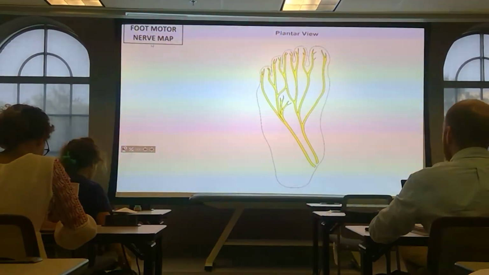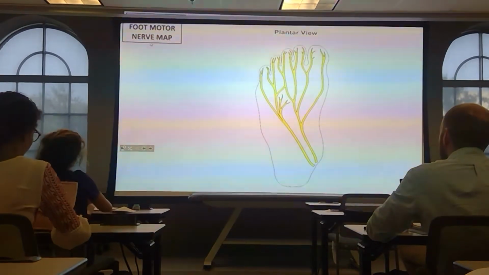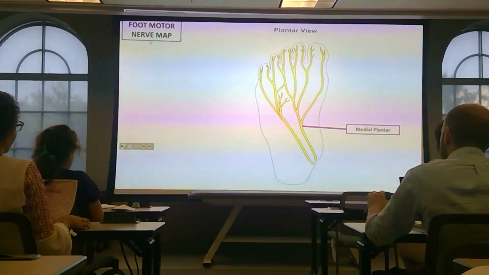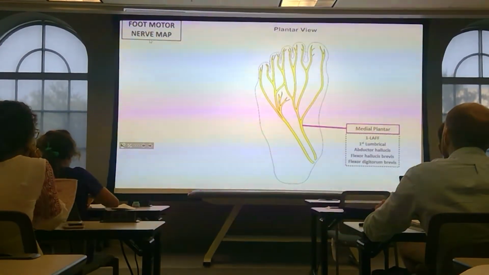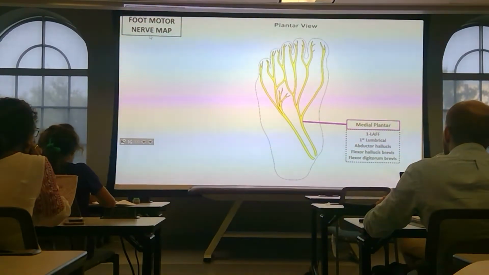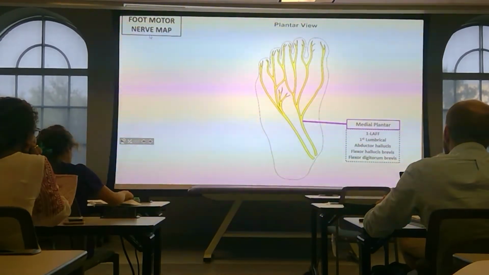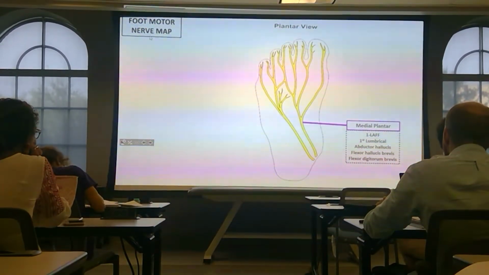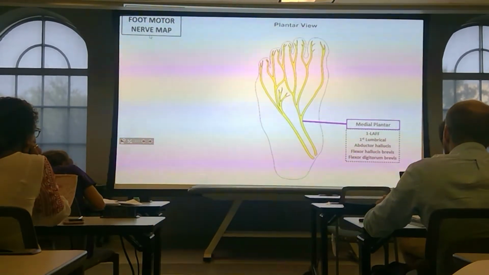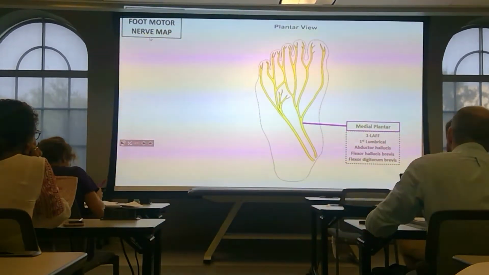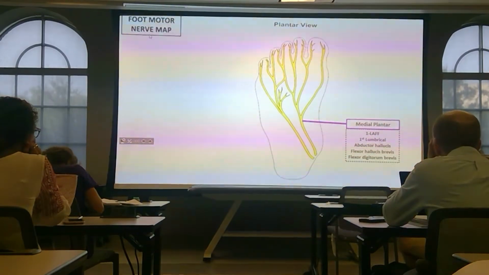Okay, this is the foot motor innervation. So you have the medial plantar, which runs on the medial bottom side of the foot, and that's going to be your one lateral muscle. So one is the first lumbrical. AFF is going to be your abductor hallucis, your flexor hallucis brevis, and your flexor digitorum brevis. So you can remember those four muscles.